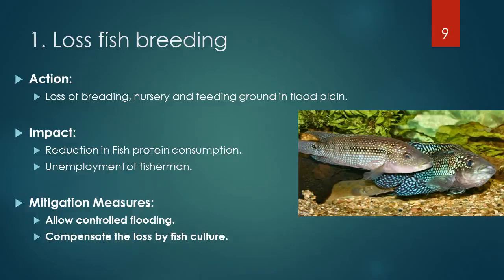The first parameter is the loss of fish breeding. The action is loss of breeding, nursery and feeding grounds in flood plains, and the impact is reduction in fish protein consumption and unemployment of fishermen, while the mitigation measures allow controlled flooding and compensate the loss by fish culture.